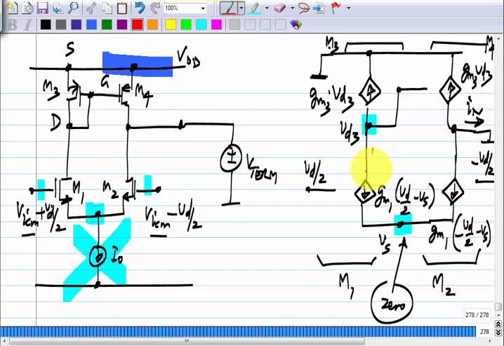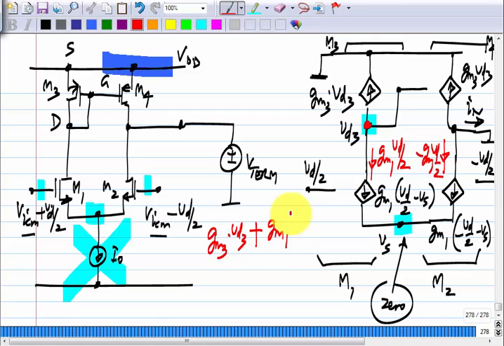So, this current, what is this current now? How much is it? GM1 times Vd by 2, and here it is, what is it? Minus GM1 Vd by 2. Now, we also have to equate this current with that current, right? The current flowing this way is GM3 times VD3. So, GM3 times VD3 plus GM1 times Vd by 2 equals 0. So, this tells you that VD3 is how much? Minus GM1 by GM3 times Vd by 2.